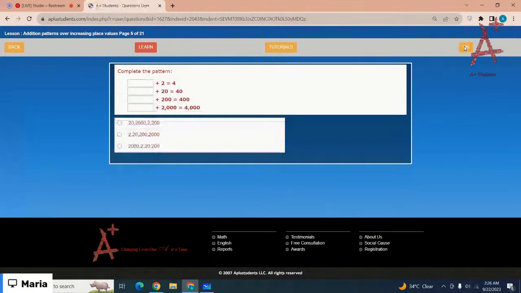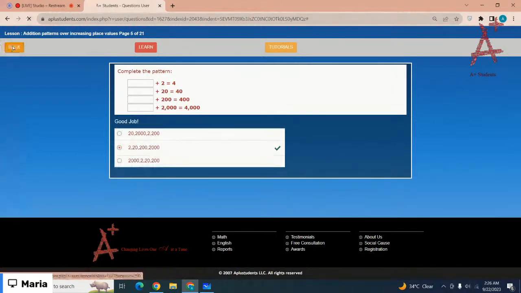Complete the pattern. Which is the correct option? The missing number plus 2 equals 4. The missing number plus 20 equals... which is the correct option? Very good. 2 plus 2 equals 4. Option number 2 is the correct option. Very good. Okay, you can complete the lesson by yourself later today.